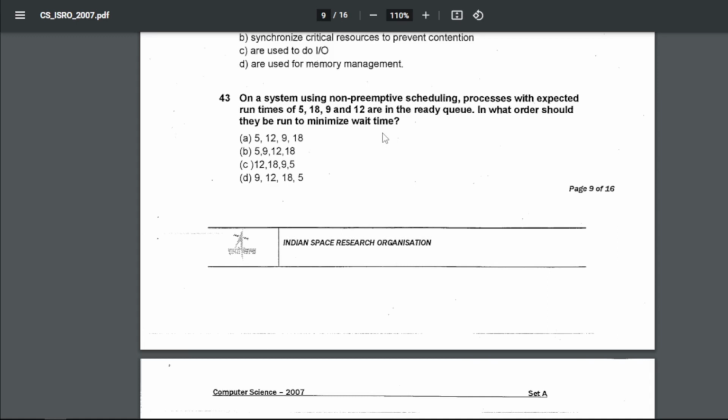Next question is 43. On a system using non-preemptive scheduling, processes with these expected runtimes are in the ready queue. In what order should they be run to minimize wait time? So for 43 the order will be B, that is 5, 9, 12 and 18. The processes should execute in shortest job first manner to get the lowest waiting time, right? So the order you will get is 5, 9, 12, 18.